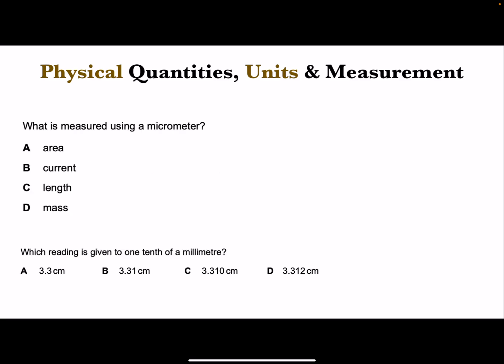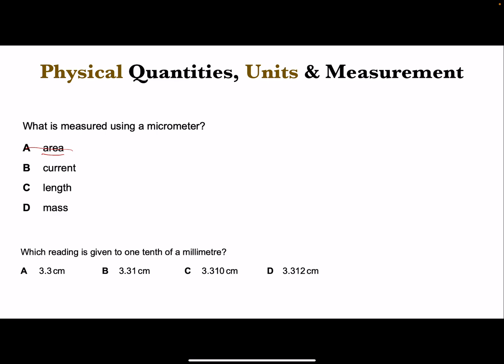Okay, moving on. So what is measured using a micrometer? Area, current, length, mass. Now, as we move on into the course, we're going to learn about these quantities more, so you will be able to answer this question more quickly. But for now, if we just use common knowledge, it's definitely not going to be area, because area is length times length. So it's going to be something squared, but we have a micrometer. So this is not the option.